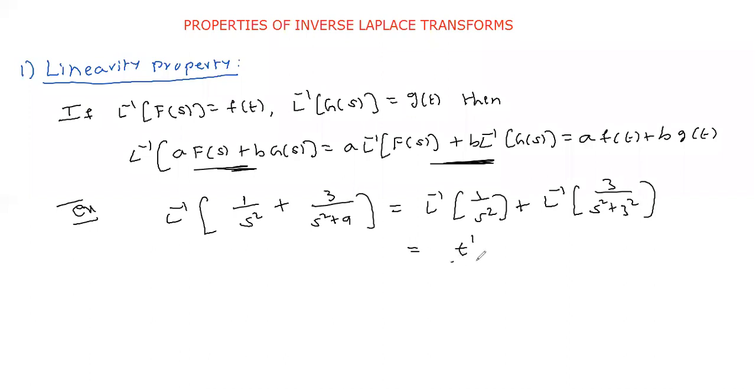It is t power 1 by 1 factorial, plus sine 3t. So this is nothing but t plus sine 3t. Is that okay? So using the linearity property, you can find out inverse transforms. We'll see one more example. Shall I proceed?